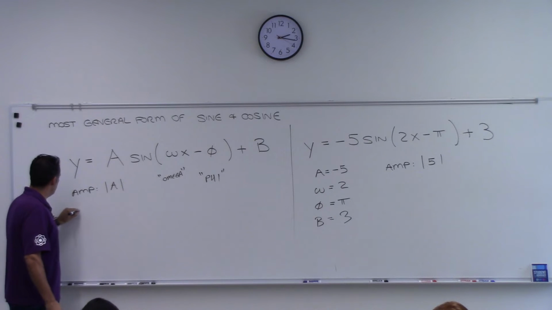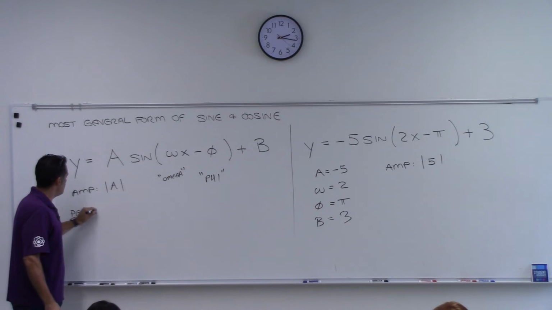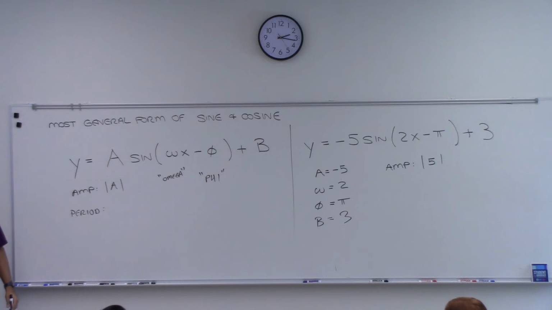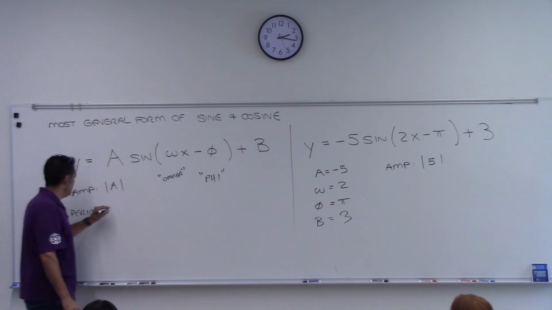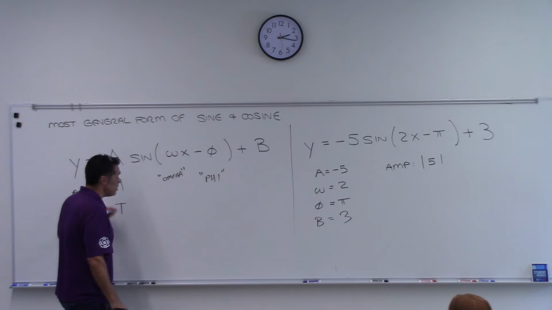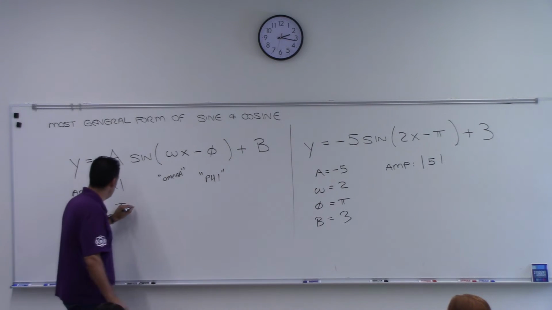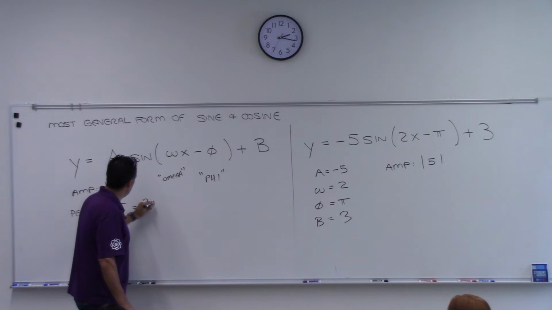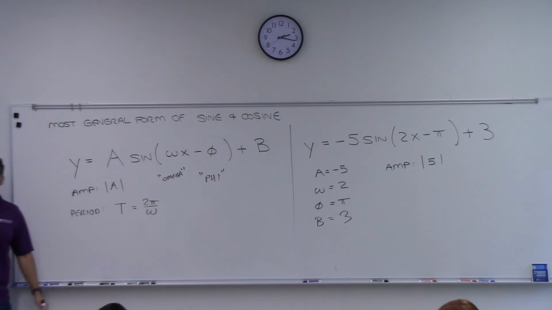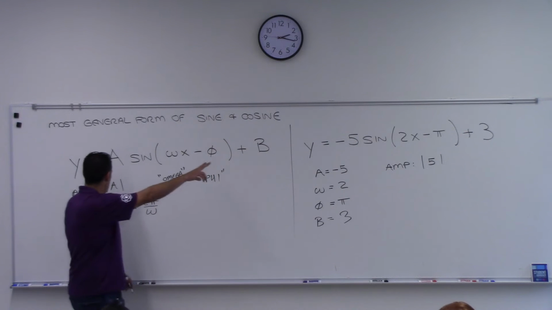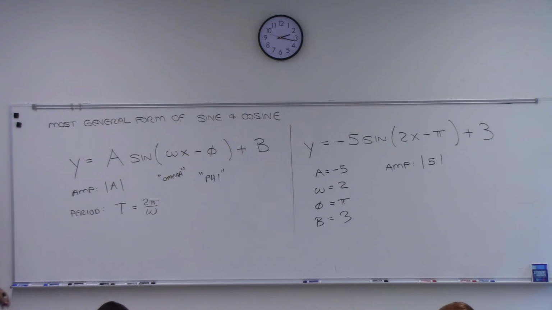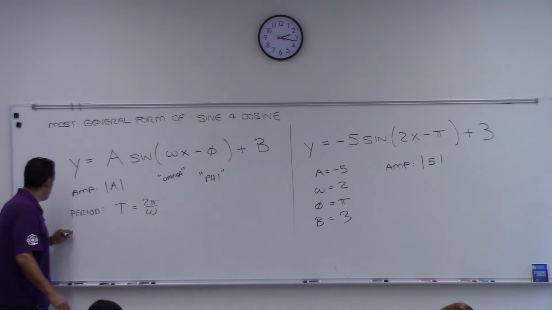The period, we actually have a letter for it. We call it capital T. That's what the period is. It's 2 pi divided by omega. There's a formula for it. We'll do it over there in a minute. That's the period. And then you have what's called the phase shift.